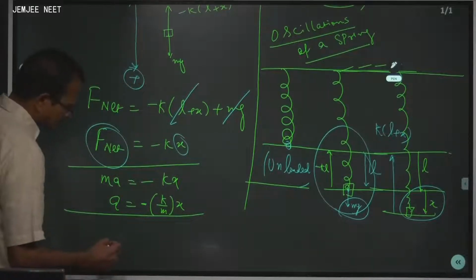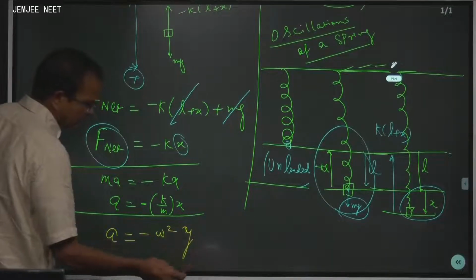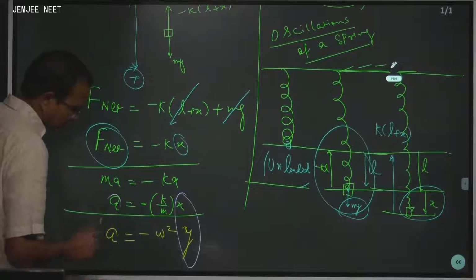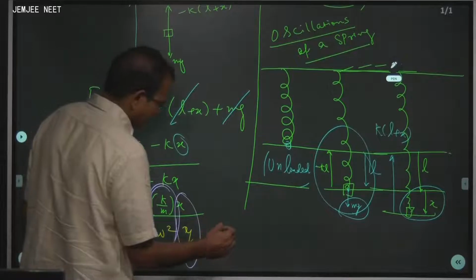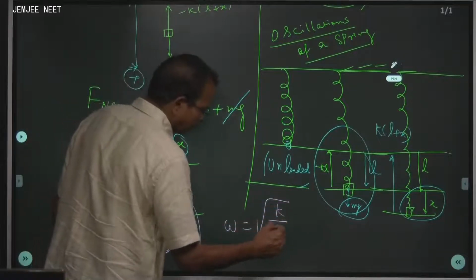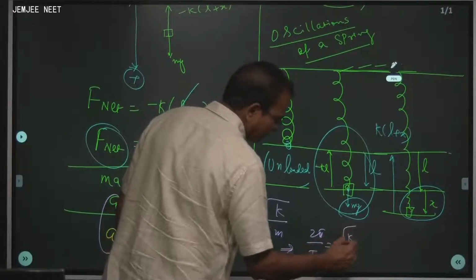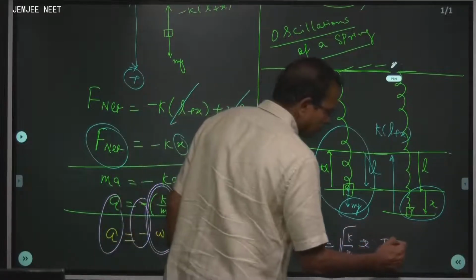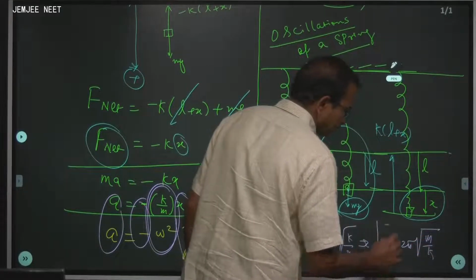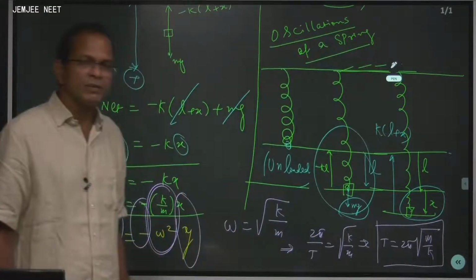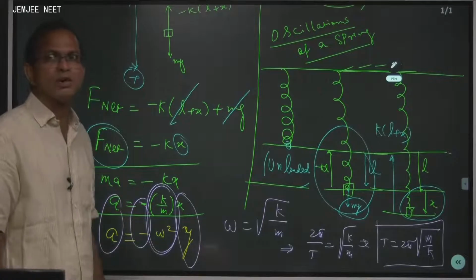Okay, Kanna. So a is equal to minus omega square times y. Yes, displacement gone, a is gone, negative is gone. We beautifully got the answer. Therefore omega is equal to square root of k by m, means 2 pi by T is equal to square root of k by m, means T is equal to 2 pi into square root of m by k, where m is the mass attached to the spring.